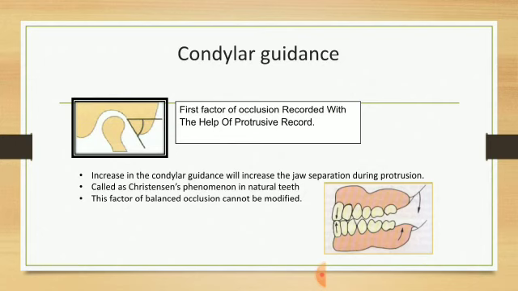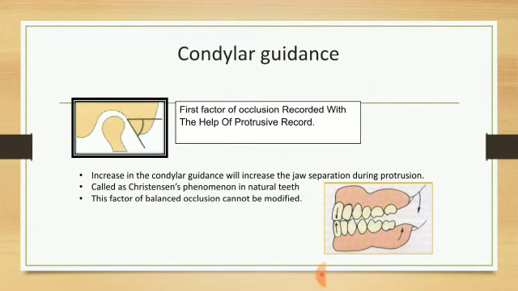Now this we cannot afford in complete denture, because if the patient protrudes the jaw and if there is space in the posterior teeth, this would lead to the dislodgement of the denture and the stability of the denture would be affected. So because we need balanced occlusion in the complete denture, we need contact somewhere in the posterior teeth during the protrusion of the jaw. This phenomenon of jaw separation during protrusion is seen in the natural teeth, which is called Christensen's phenomenon.